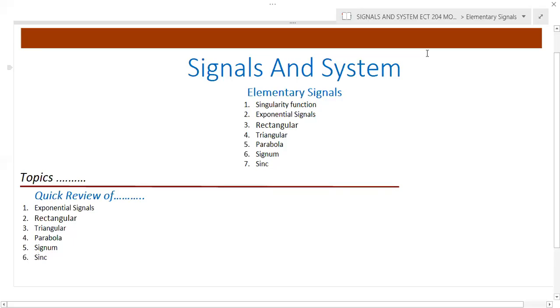So we already discussed classification of signals and singularity functions. In this particular lecture, we will discuss the other basic signals: exponential, rectangular, triangular, and parabolic, and sinc function. The previous lecture, we discussed the singularity functions. They are known as impulse, step, and ramp.